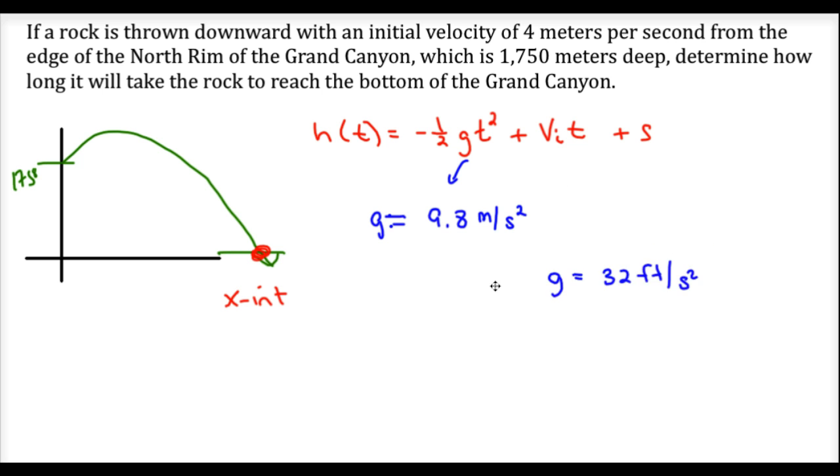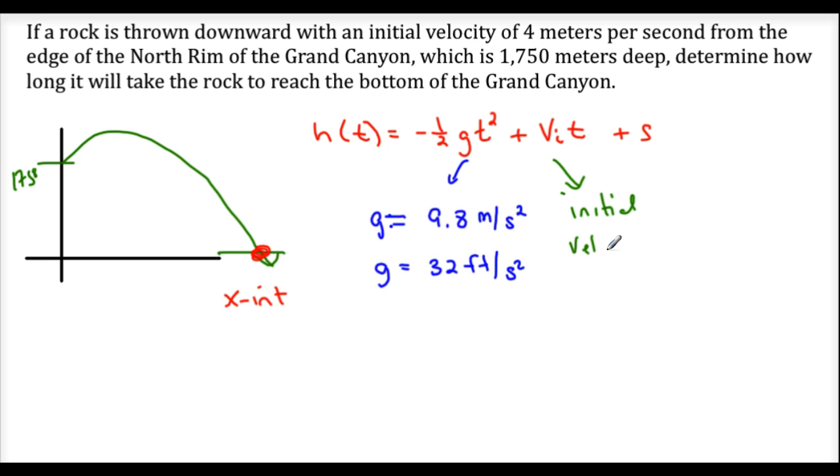Depending on what the problem has in it, what's this problem dealing with? Meters or feet? So which one are we going to use? Meters. Okay, we're using 9.8. Vi, what's that? Initial velocity, right? So that's common from science right now. And then my s is my speed, or this one's going to be your initial height.